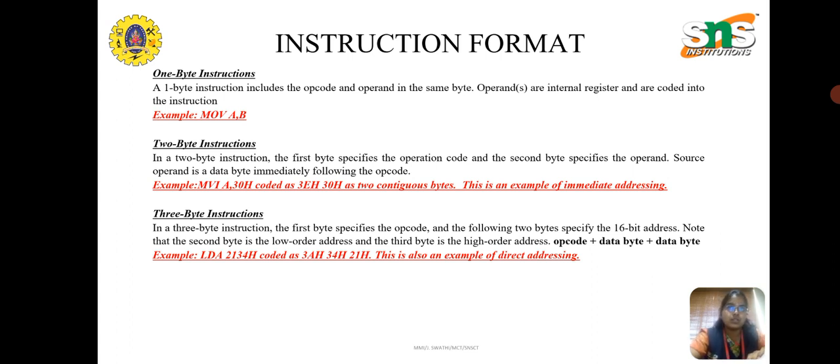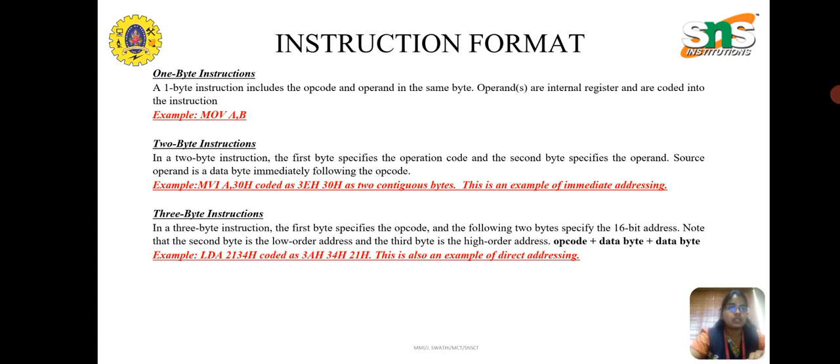What is a 1-byte instruction? Here the opcode and the operand of the instruction are represented in 1 byte. For example, you can see MOV A, B. A and B are registers, where MOV is the instruction, that is the opcode. So it is in 1 byte itself, one line itself. And for example, in mnemonics you can see ADD B, where B is a register and ADD is an instruction, that is the opcode.